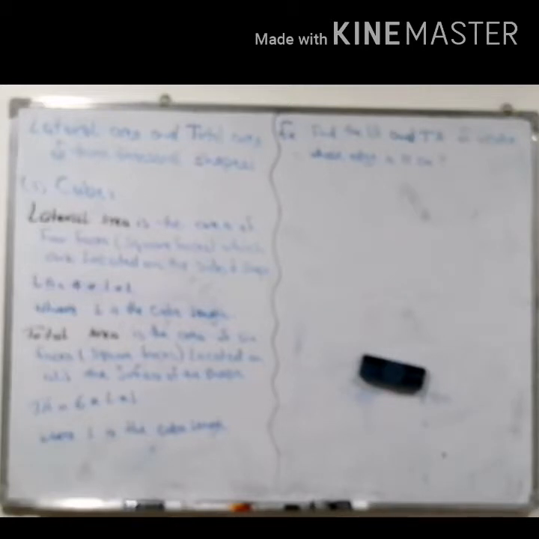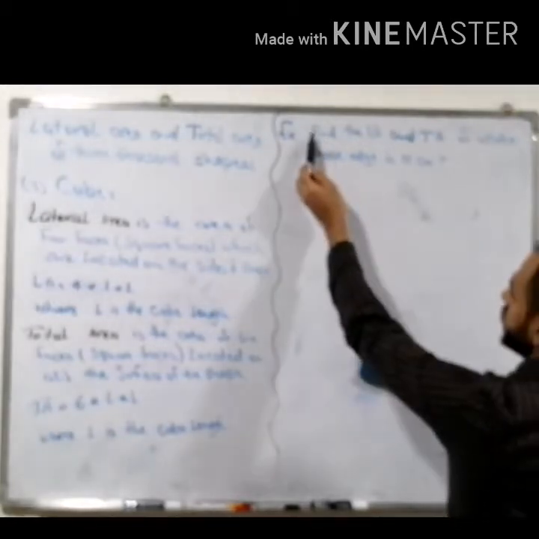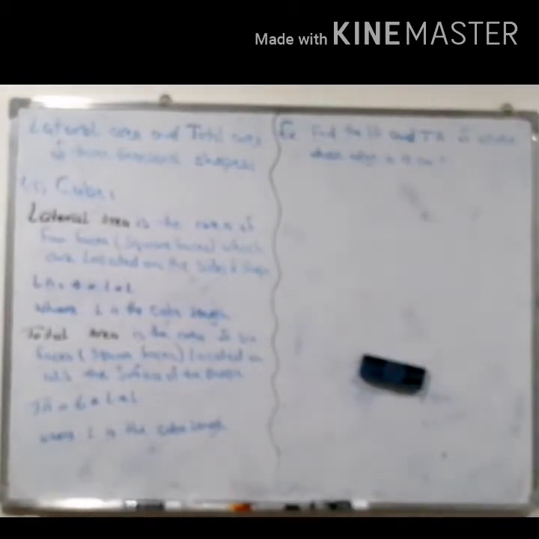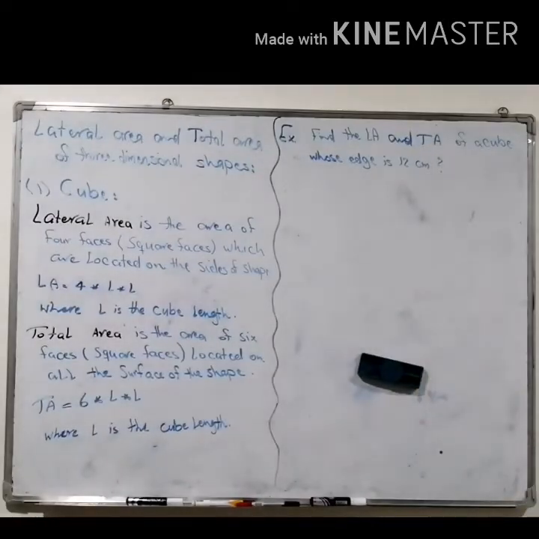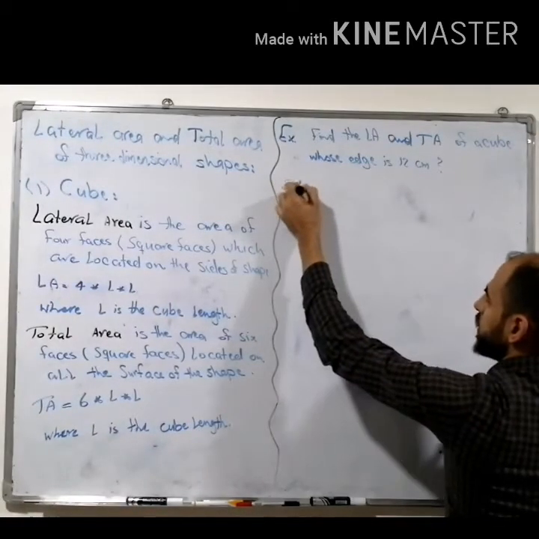Now we will take an example. In this example, he told us to find the lateral area and total area of a cube whose edge is 12 centimeters. This example directly applies the law of total area and lateral area. The solution will be like this.